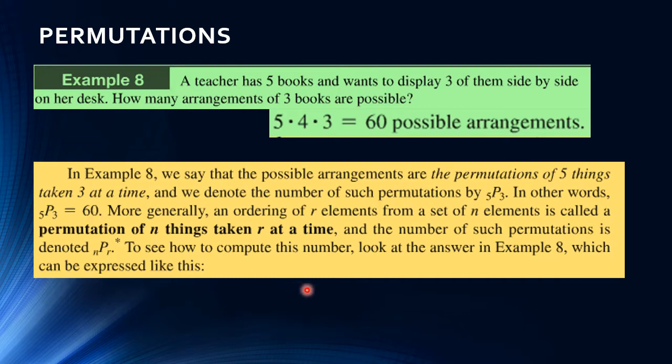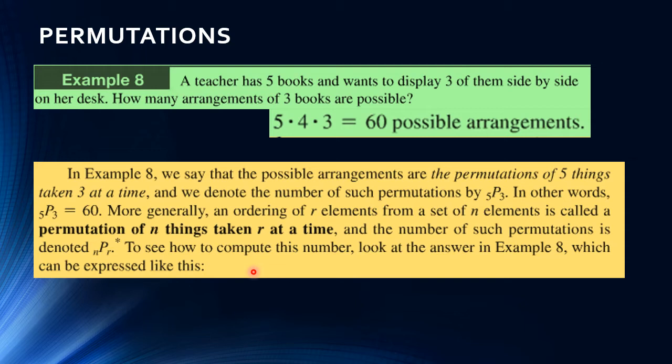More generally, an ordering of R elements from a set of N elements is called a permutation of N things taken R at a time. And the number of such permutations is denoted NPR, not to be confused with National Public Radio.